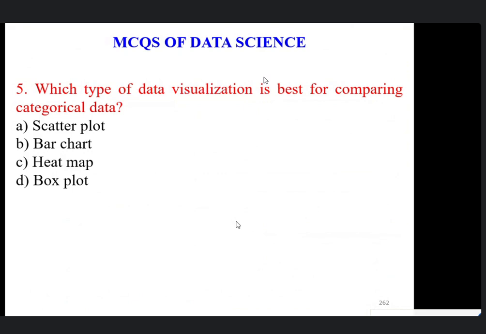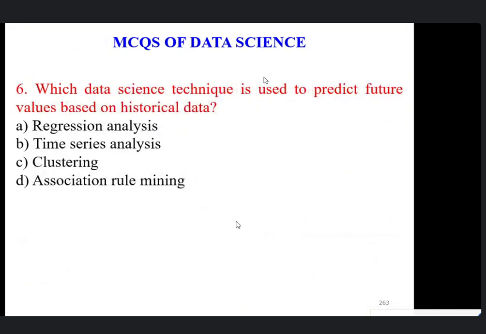Which type of data visualization is best for comparing categorical data? We have scatter plot, bar chart, heat map, and box plot. We are using bar chart for comparing. Bar chart is the correct answer, no problem.